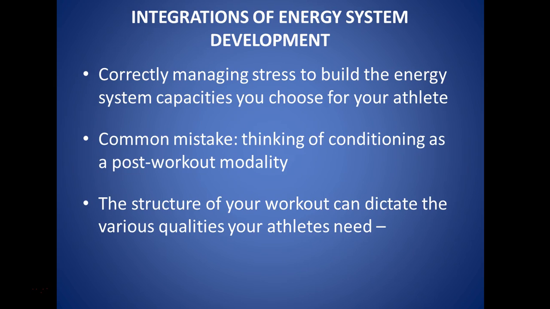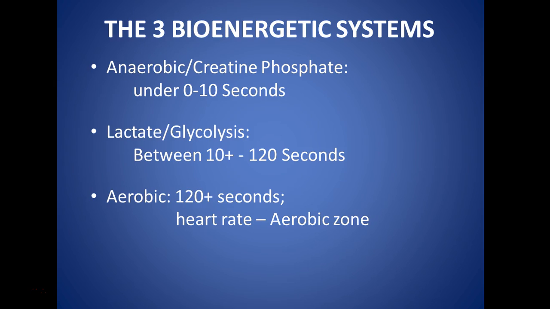The structure of your workout will dictate the various qualities your athletes develop and need. Now, these are the general bioenergetic systems: the anaerobic creatine phosphate phase, under 10 seconds; the lactate glycolysis, which can be over 10 seconds, even a little farther down the chain, up to about a minute 20; and then the aerobic system, which is a minute 20 plus. And we can go into heart rate. Now this is very basic. There's obviously fast glycolysis and slow glycolysis in various ranges for each of these zones, however you want to break them into, but this is just the general stuff.